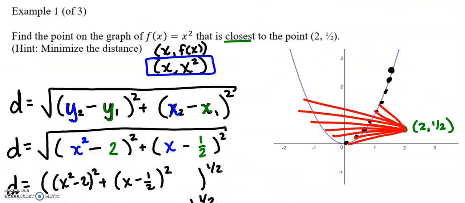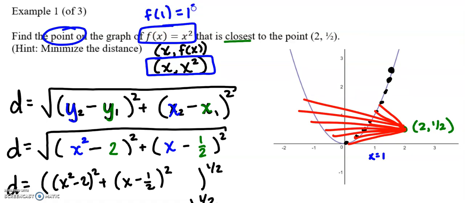This question, though, asks to find the point. So I know the x value is supposed to be 1. My y value then, if I use my helper, right, we use the helper to start the problem and to close the problem, I need to find f of 1. Well, that's going to be equal to 1 squared. So it's the coordinate point (1, 1). That's going to be the shortest distance from the coordinate point (2, 1/2).